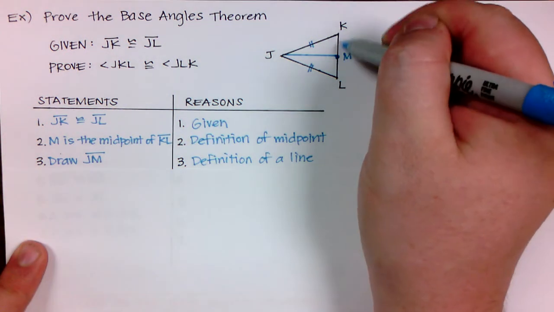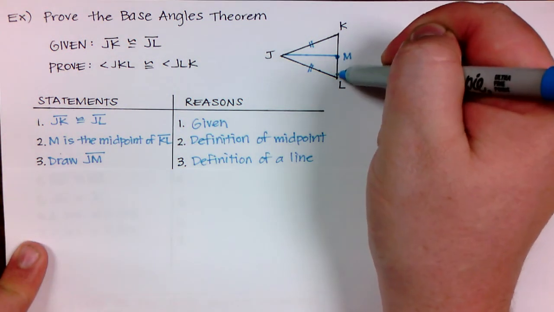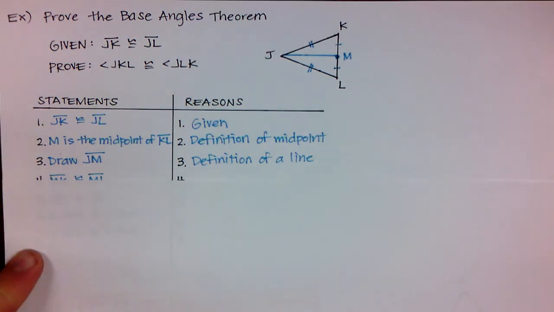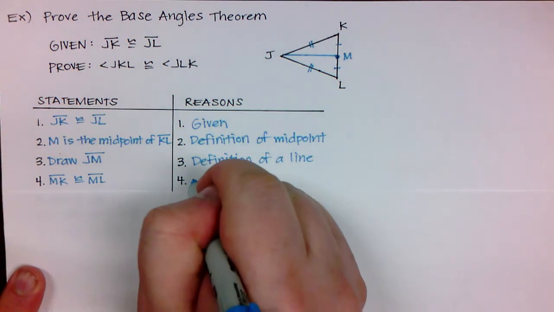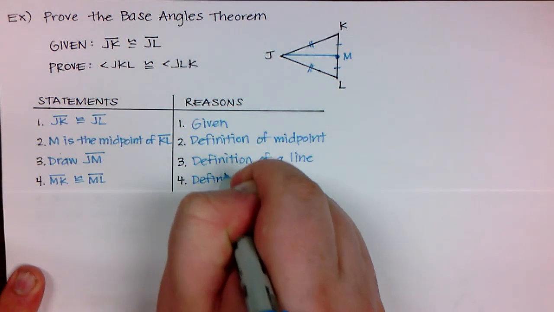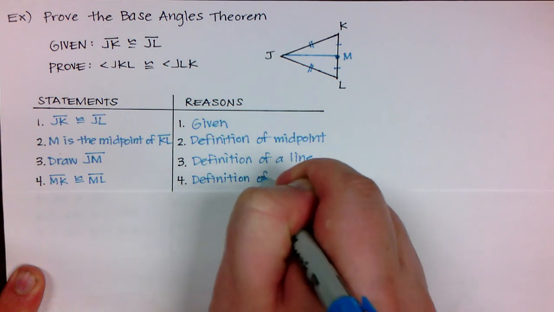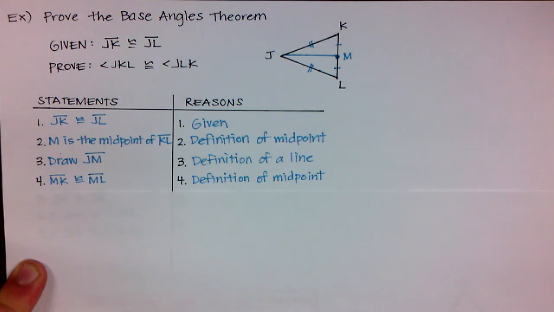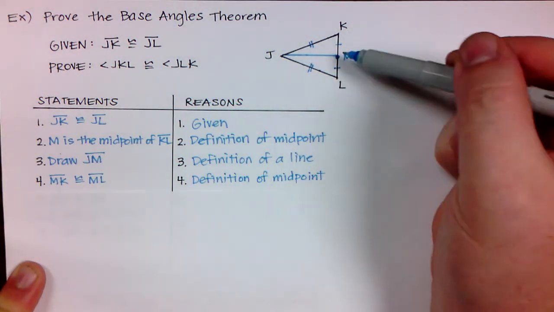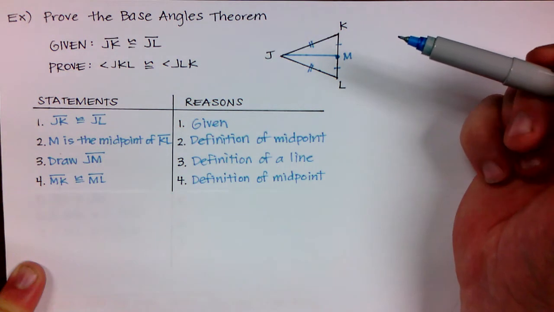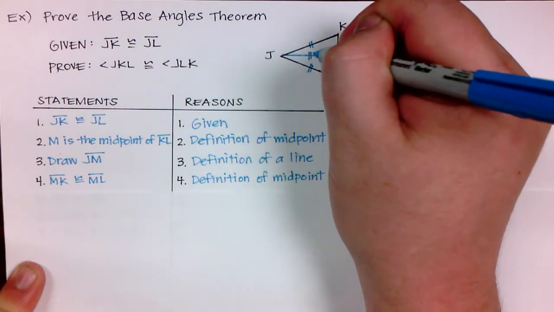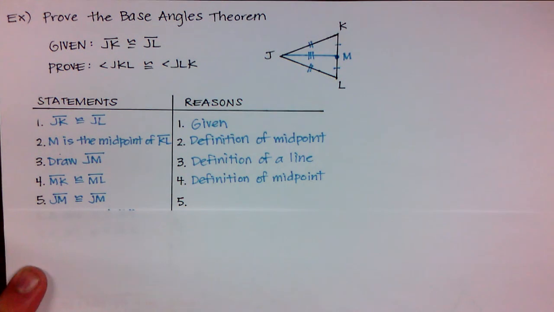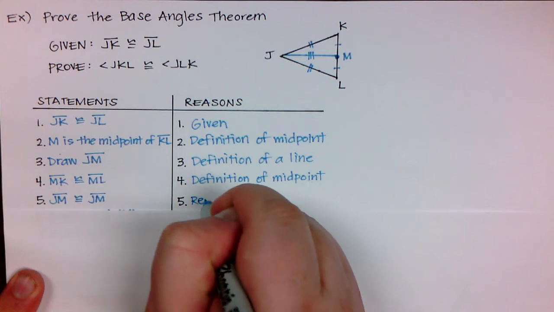Well, because M is the midpoint of KL, I know that MK is congruent to ML. This is the definition of midpoint. So look here, for these kind of half triangles, I have two sides that are already congruent. Well, I also can see that JM is the same side in both of them. So I can say that JM is congruent to JM by the reflexive property of congruence.